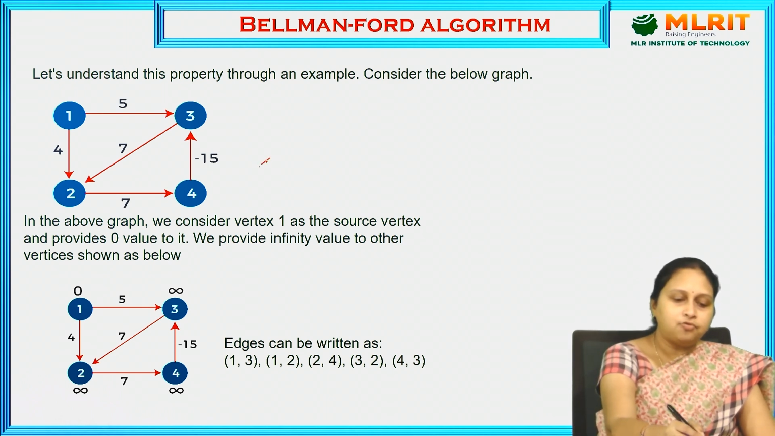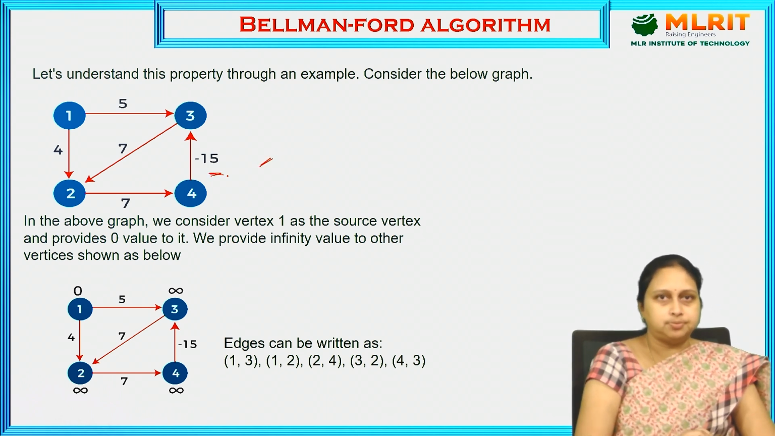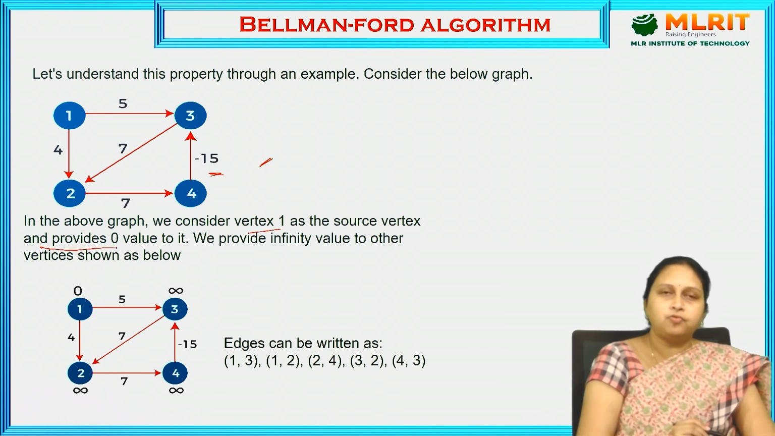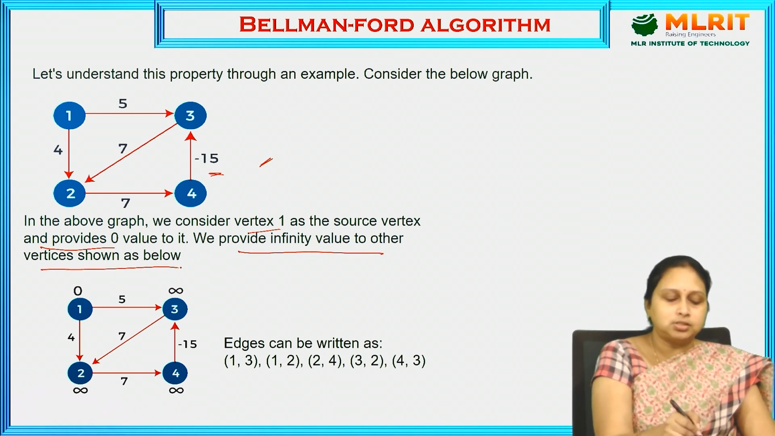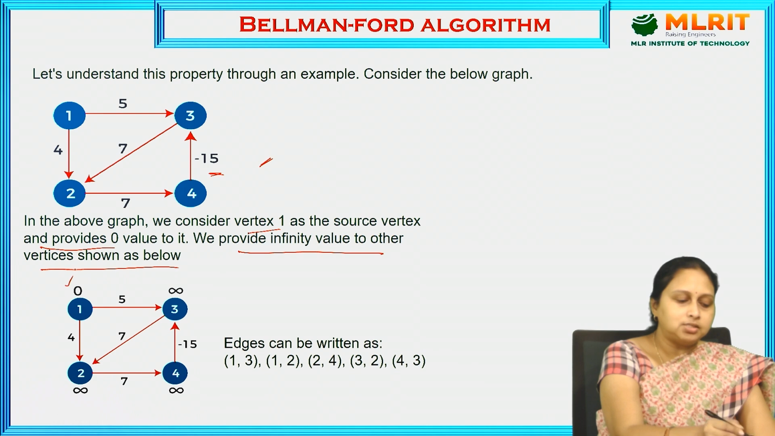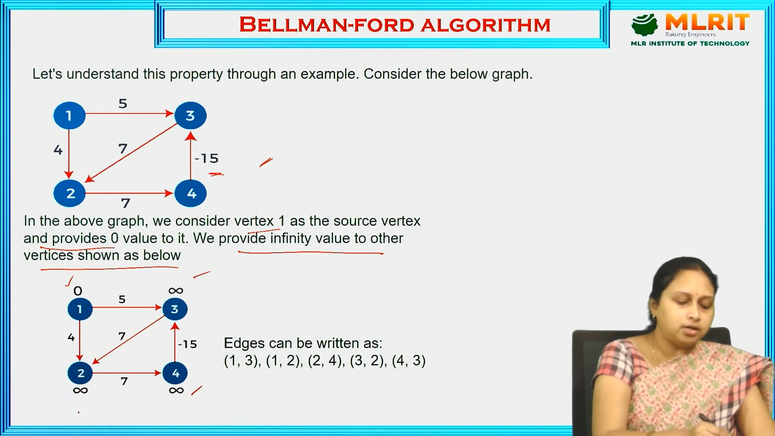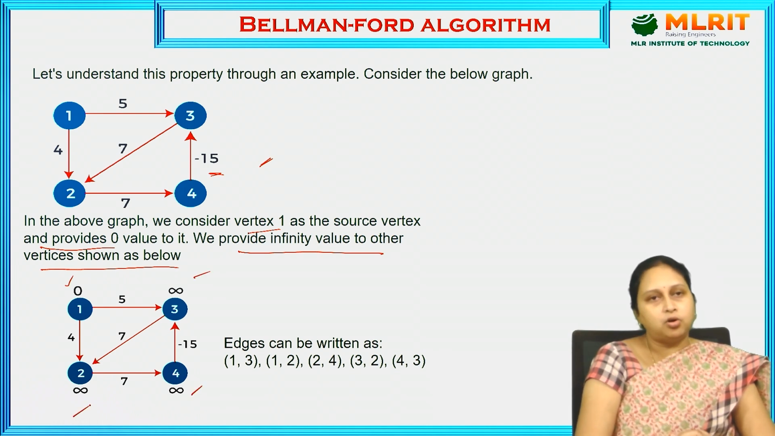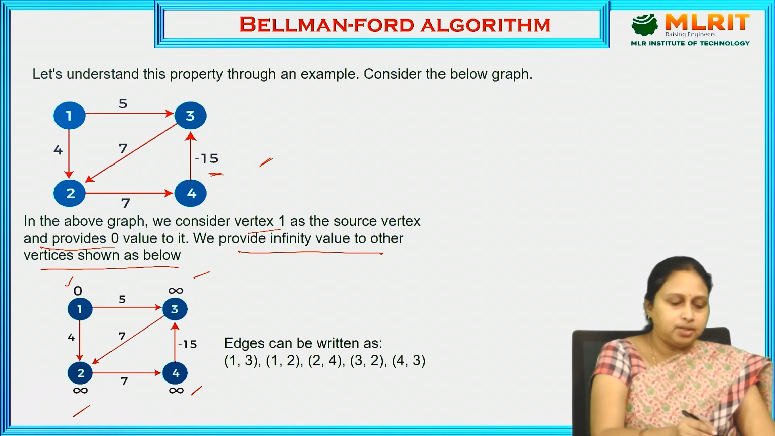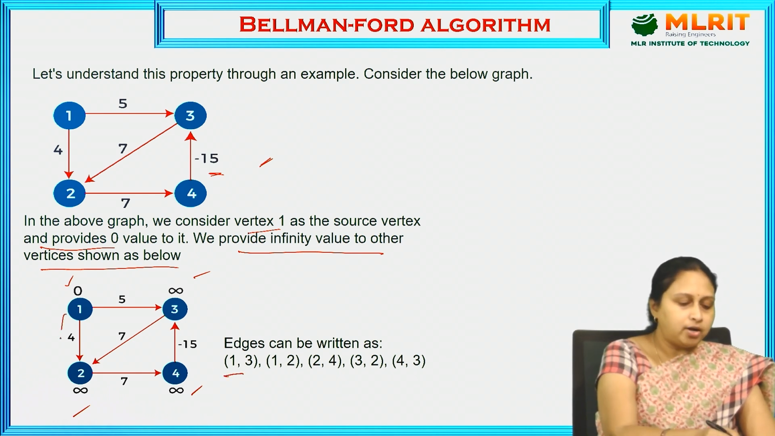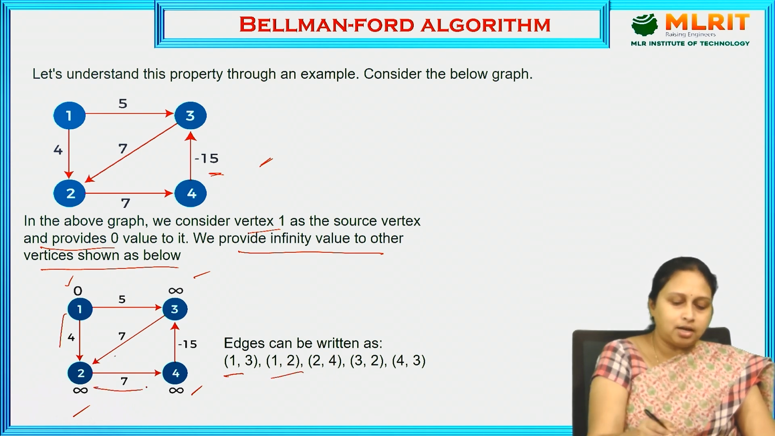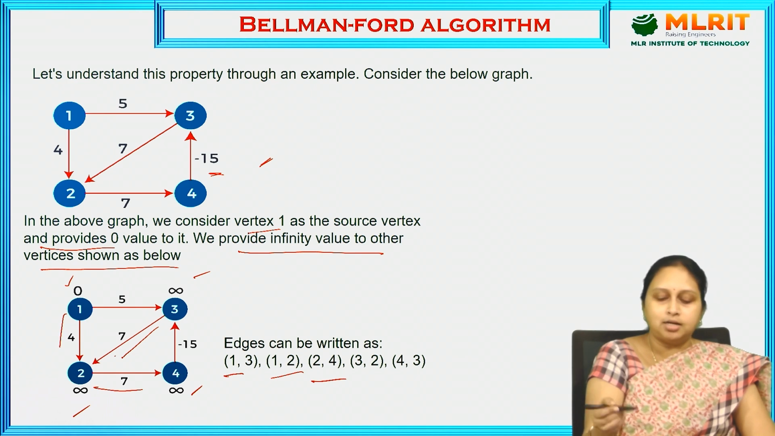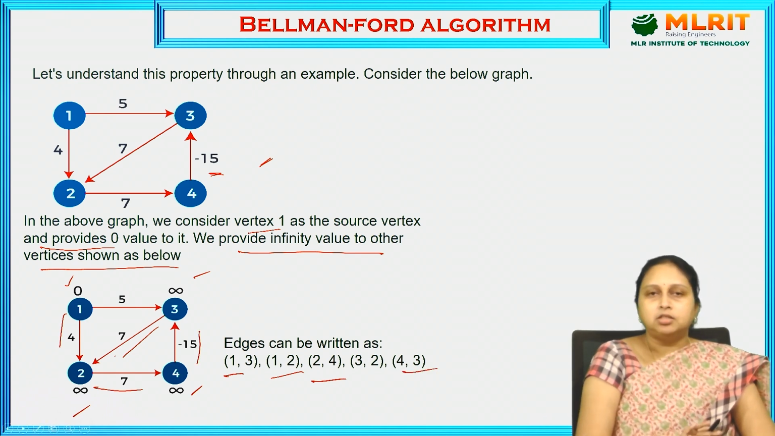This is a graph that has one negative edge, and we consider vertex 1 as the source vertex and provide 0 value to it, and we provide infinity for all the other vertices. As you know, it is the same procedure we have followed. We place the source vertex as 0 and the remaining vertices with infinity. After that, we need to write all the edges: 1 to 3 is one edge, 1 to 2 is another edge, 2 to 4 is another edge, 3 to 2 is another edge, and 4 to 3 is another edge. These are all the edges we have written.